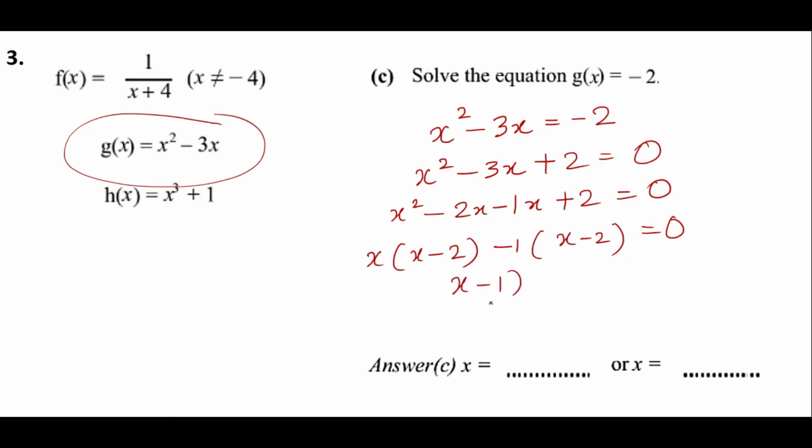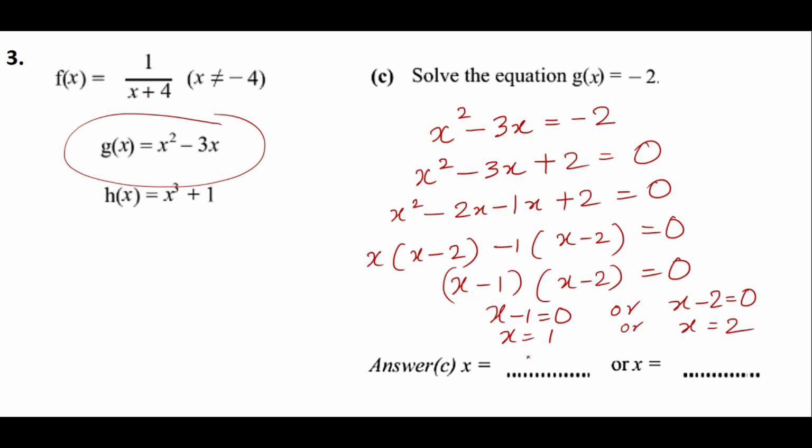I have x minus 1 times x minus 2 is equal to 0. So x minus 1 is equal to 0 or x minus 2 is equal to 0. So my values are going to be x equals 1 or x equals 2. So you can write the values here, x equals 1 or x equals 2, which is the solution for the given equation. That's it.